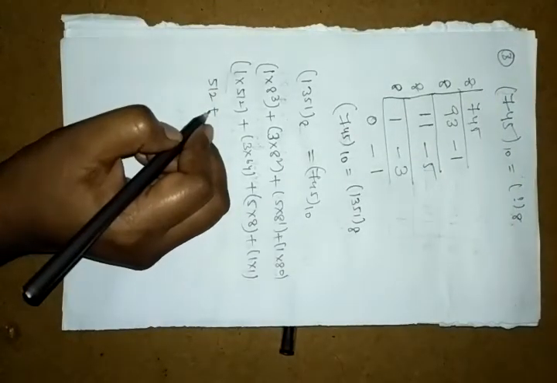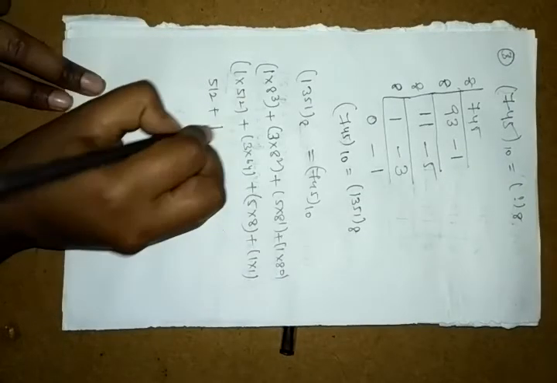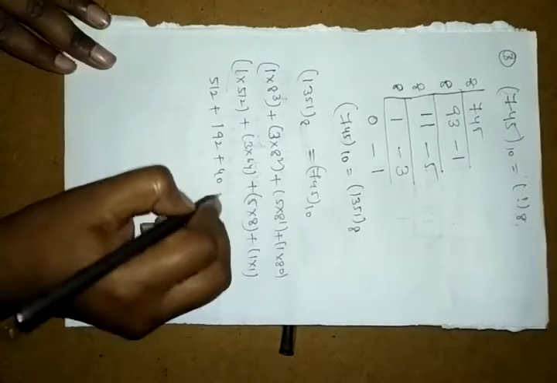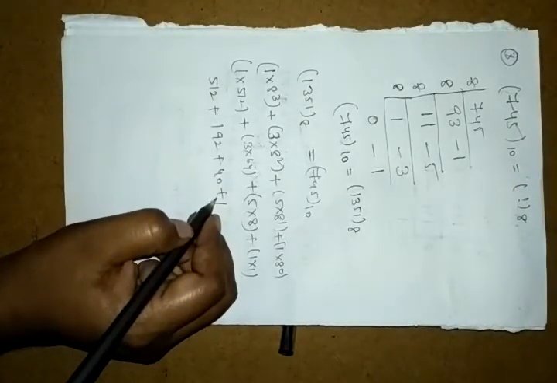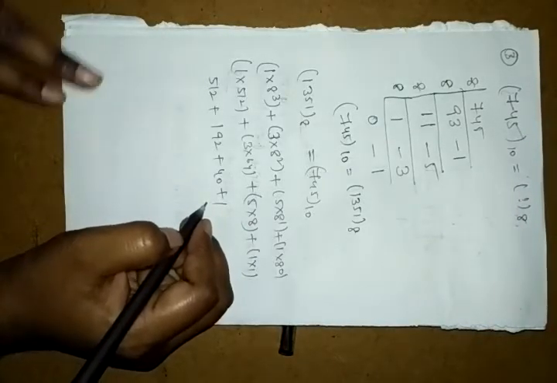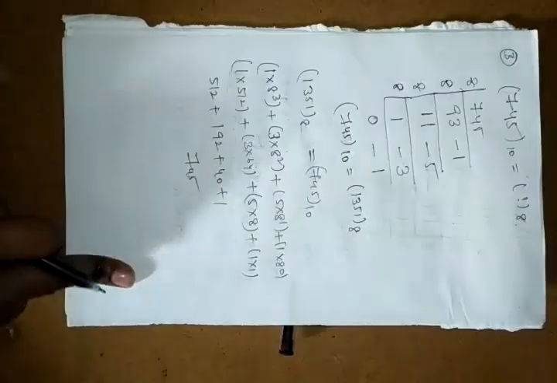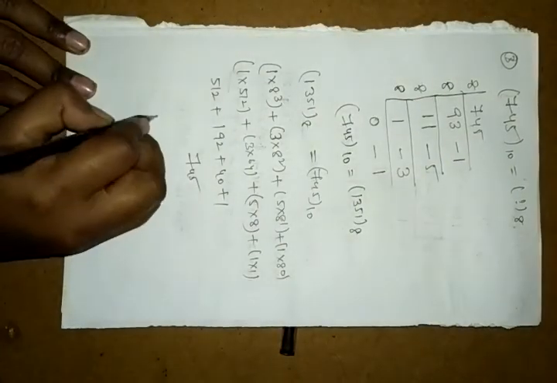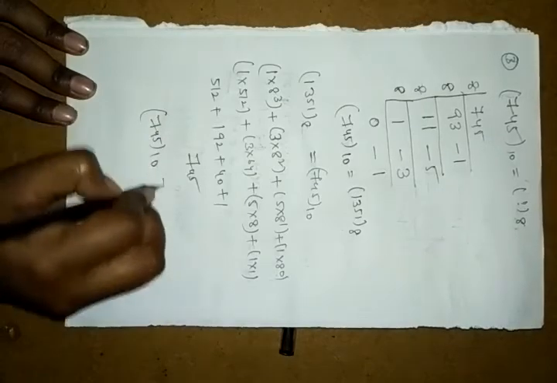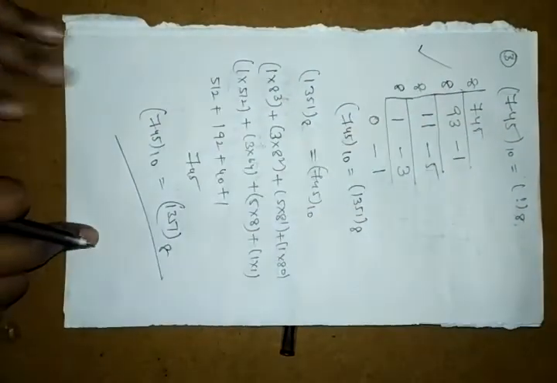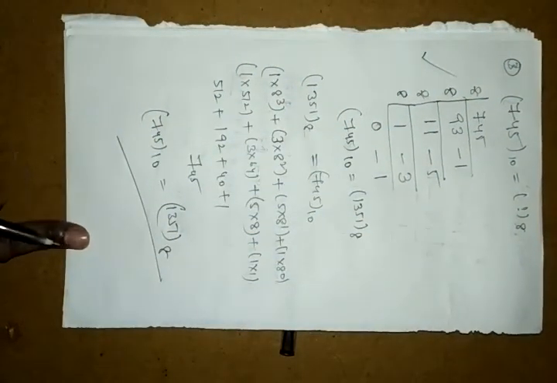512 plus what we have? 64 into 3, we have 192. And we have 8 into 5, 40, and we have the 1. 512 plus 192 plus 40 plus 1. Okay, we'll get the 745. Yes, what we took, same like that only we done. Yes, this is also correct. 745 base 10 equals to 1351 base 8. Yes, this is the correct format. Means here we done the correct way, nothing is any mistake.